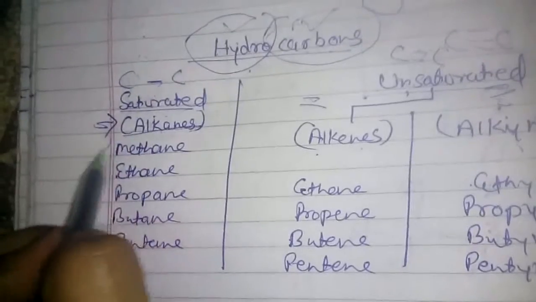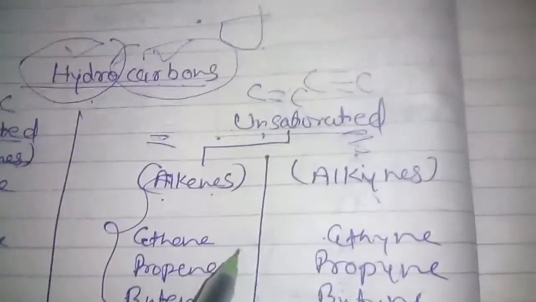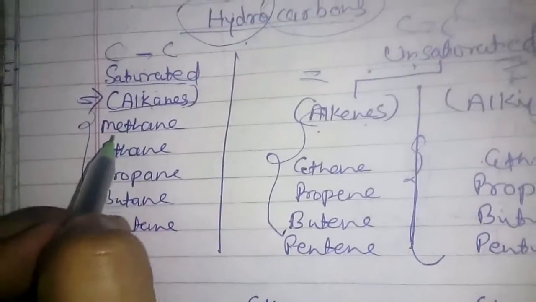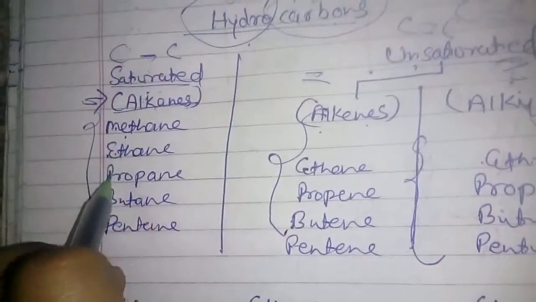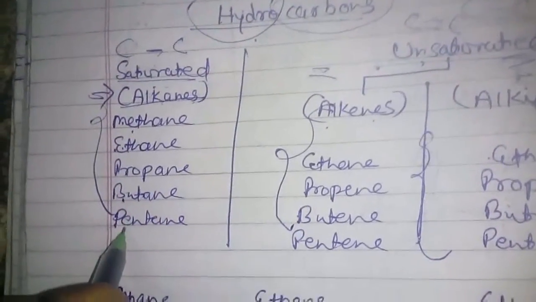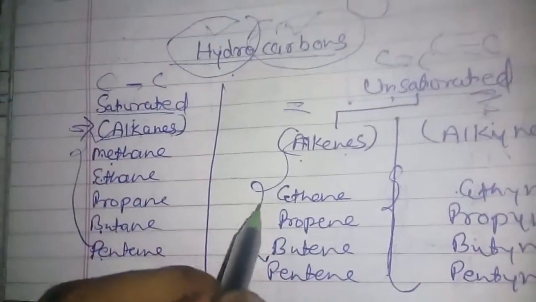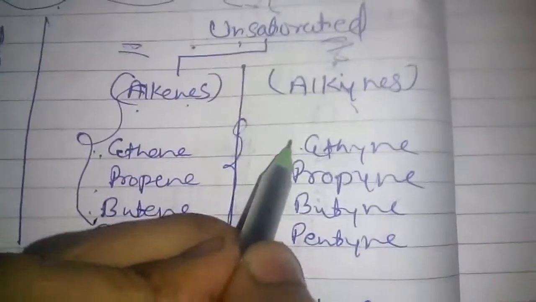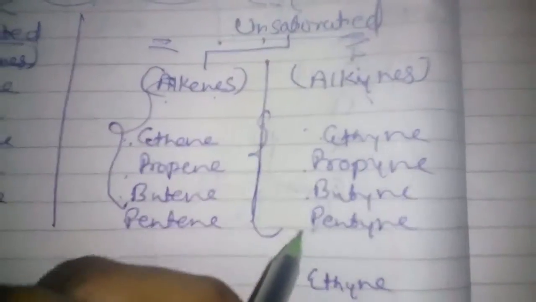The starting 5 members of each group, let us remember some of them. Alkanes have methane, ethane, propane, butane, pentane. Alkenes have ethene, propene, butene, pentene. Alkynes have ethyne, propyne, butyne, pentyne.